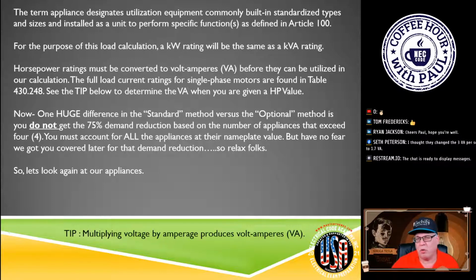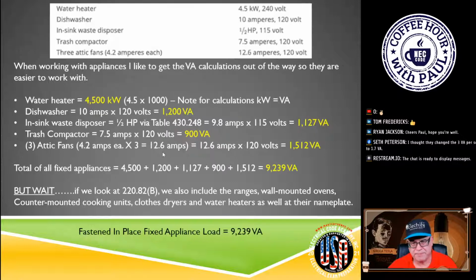That's why typically you don't see the optional method on exams, because it is pretty easy. And on the exam, they want to at least make sure you know how to do all these little pieces in part 3, right? So that's probably why they do it. But in the real world, you're probably going to use the optional method 99.9% of the time. Okay. So you don't get that, but you have to account for all the appliances and their nameplates. But have no fear. We're going to get some demands here. So don't worry.